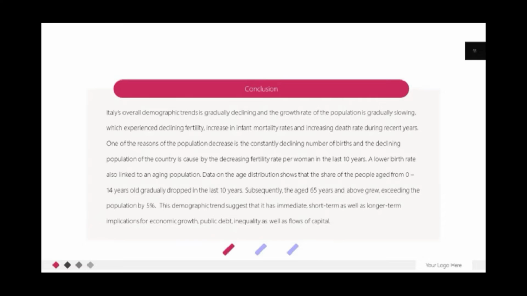A lower birth rate is also linked to an aging population. Data on the age distribution shows that the share of the people aged 0 to 14 years old gradually dropped in the last 10 years. Subsequently, the age 65 years and above grew, exceeding the population by 5%. This demographic trend suggests that it has immediate short-term as well as longer-term implications for economic growth, public debt, and inequality as well as flow of capital.